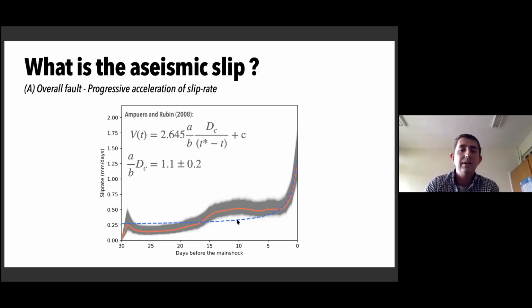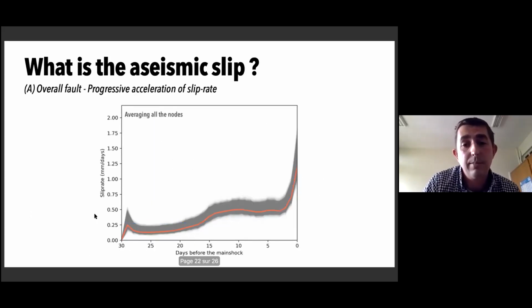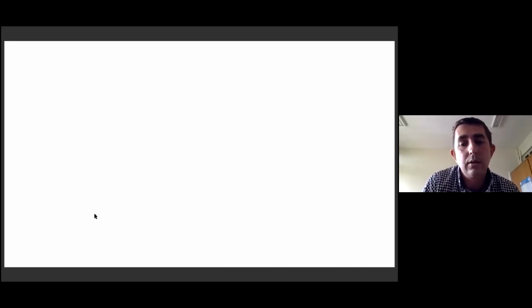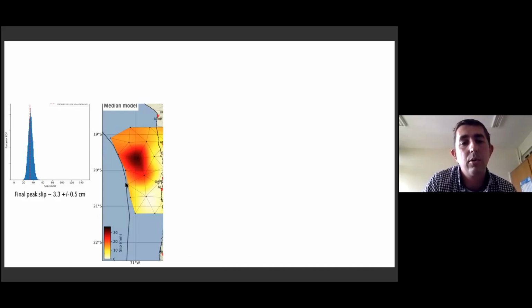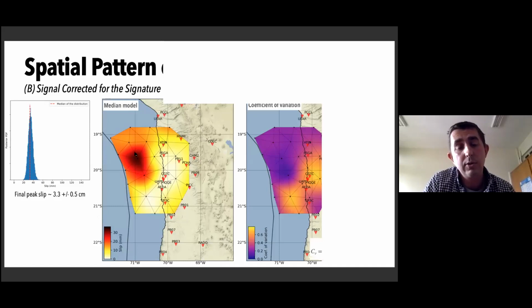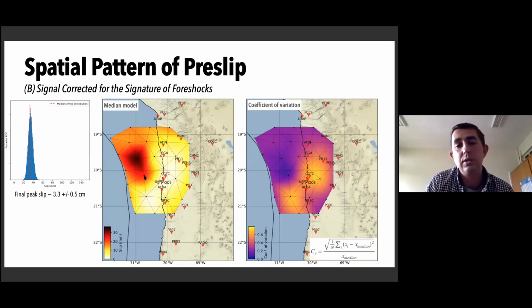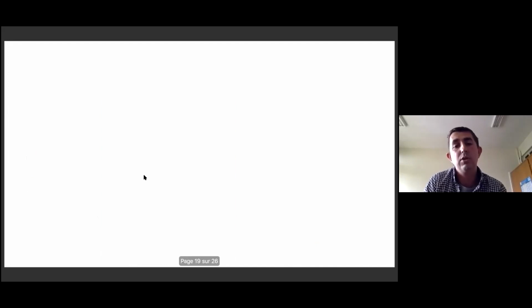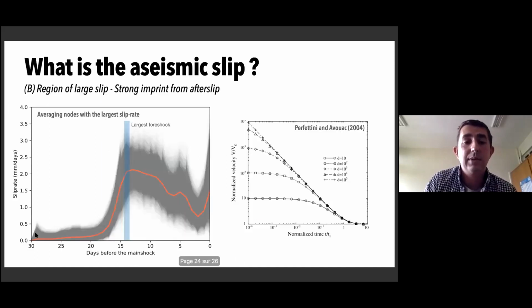But again, the question is, what is happening here in particular? That's when we look at the overall fault. But when we focus on, for example, so I'm just going to go back a little bit. Here, for example, when we focus only on these two points, the two points that are showing the largest pre-slip, now when we focus on those two nodes, this is what we obtain as the time evolution.